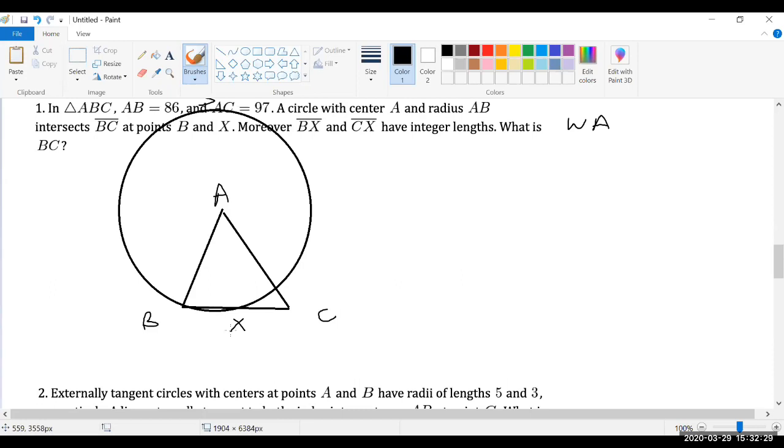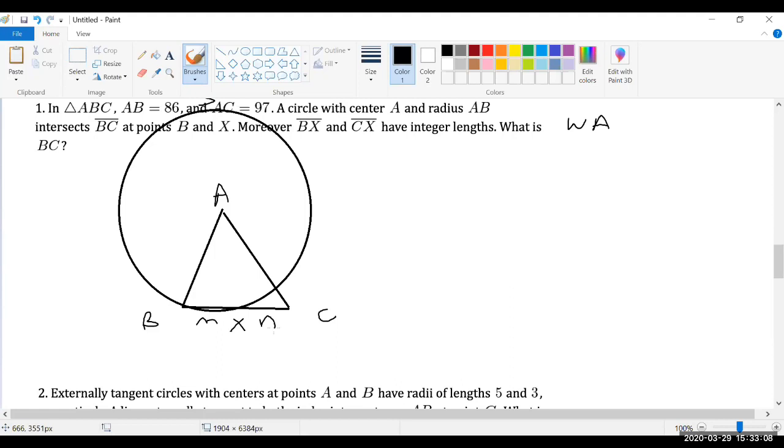Let me call BX X, and let's call the length of XC Y. Actually, let me call these M and N so there's no confusion. We notice that BXC kind of looks like that previous diagram we had, where C goes out from the circle and we're looking for the power of the point C.